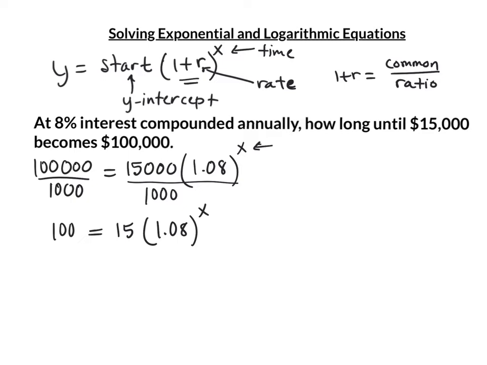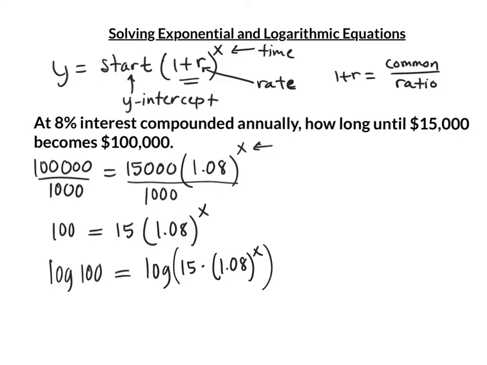To solve an exponential equation, we take the log of each side. The log of 100, which you can figure out, by the way. 10 to some power is 100. It would be 2. I'm going to leave it as it is. The log of 100 equals the log of 15 times 1.08 to the x. I guess I'll put this in parentheses.